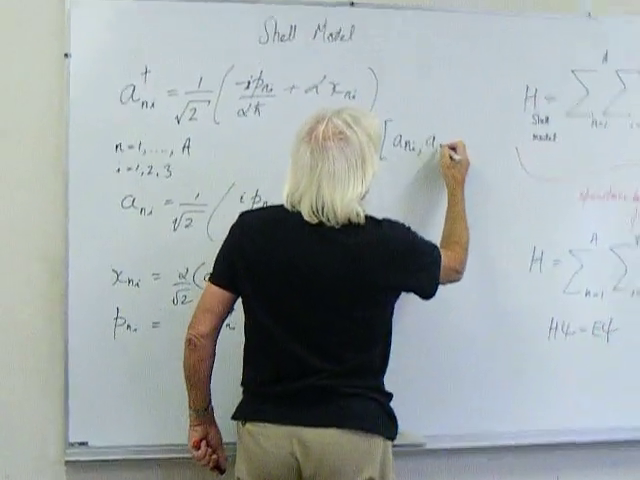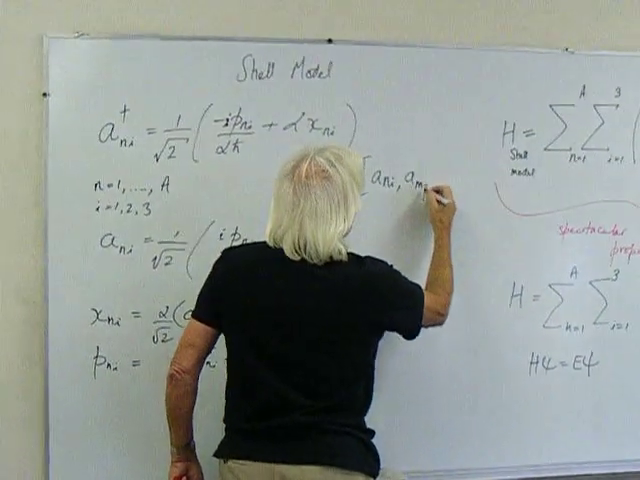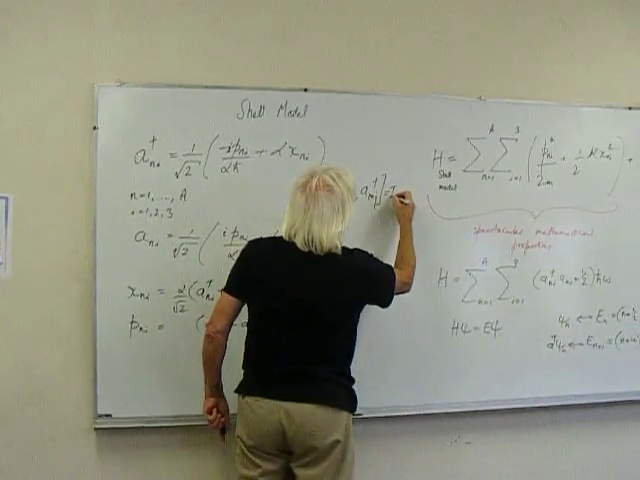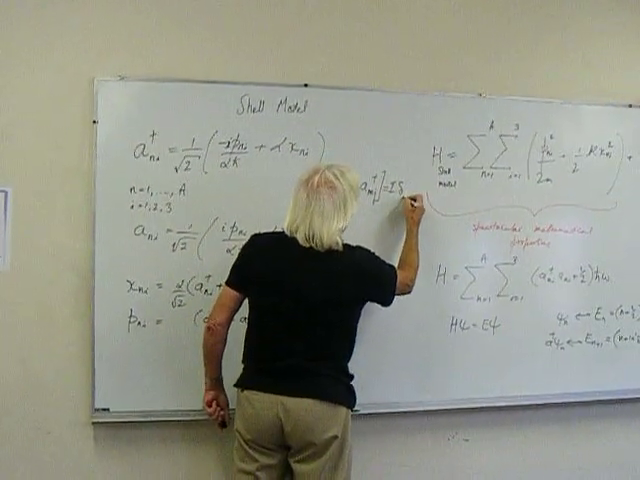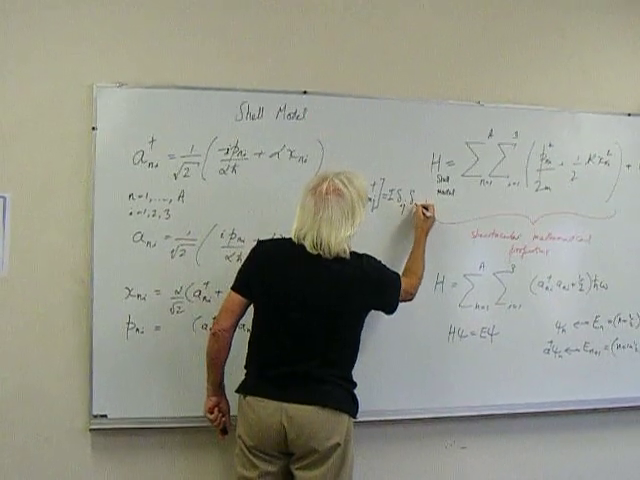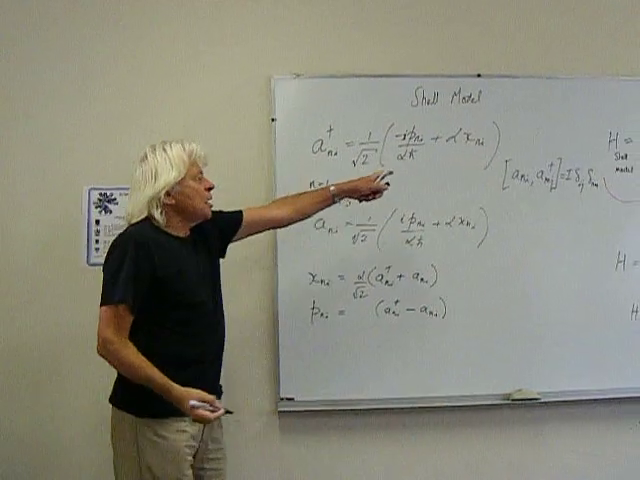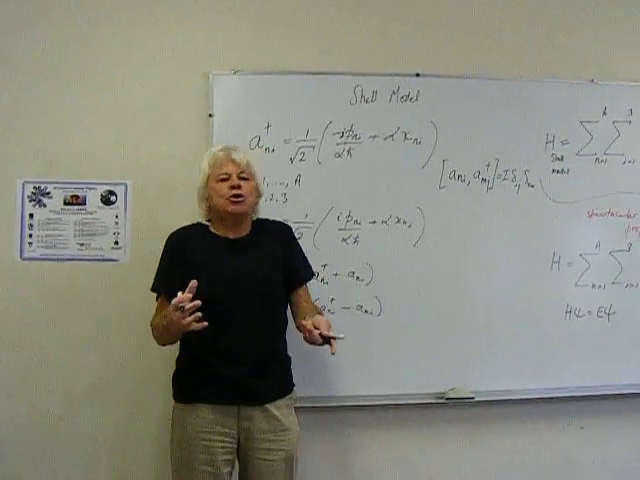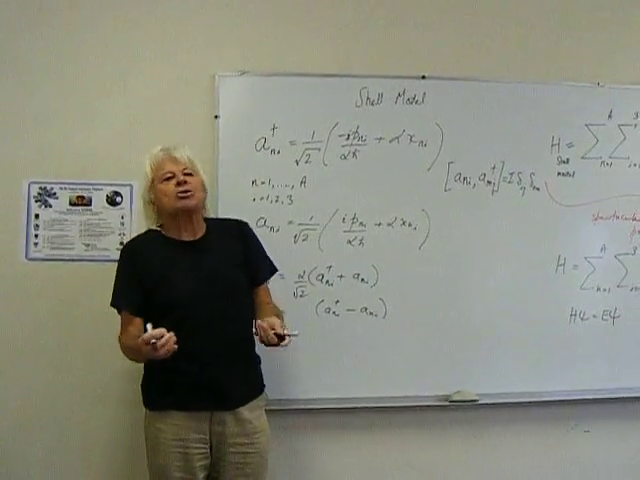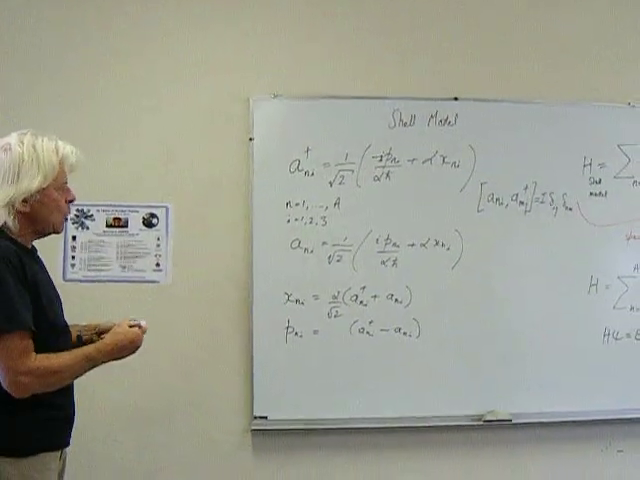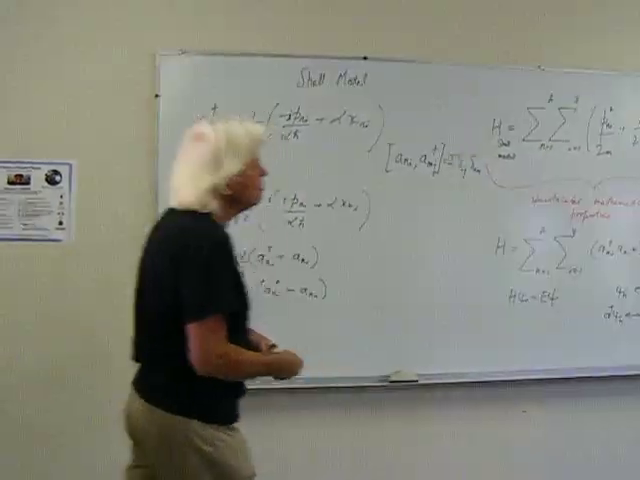I A M J dagger is equal to the identity times delta I J times delta N M. And so this is my encoding of the quantum algebra that I'm now dealing with. And I want you to look at the following.